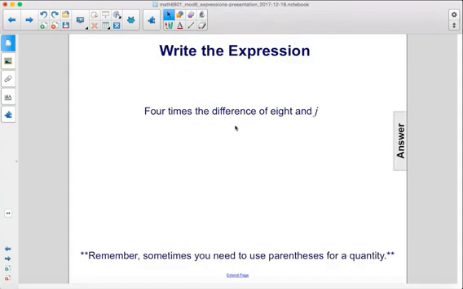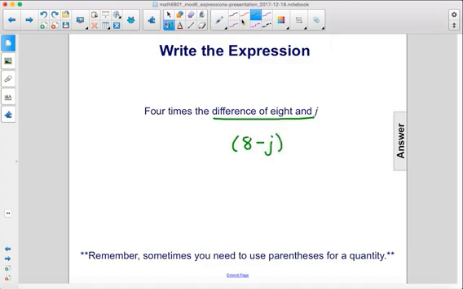4 times the difference of 8 and j. Remember, sometimes you need to use parentheses for a quantity. So we want 4 multiplied times the difference of 8 and j. So the first thing we're going to do is find the difference of 8 and j. So 8 minus j, and then 4 times that. So 4 multiplied times that difference.